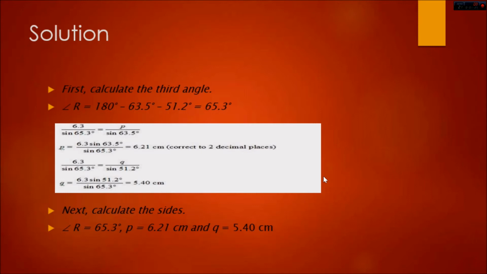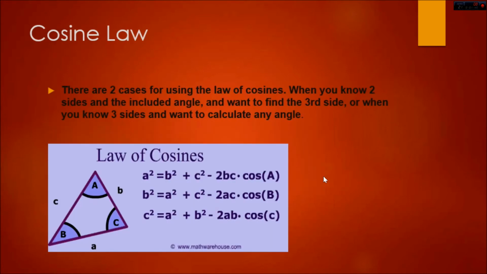Next, we calculate the sides and angles. Angle R is equal to 65.3 degrees. P is 6.21 centimeters, and K is 5.40. Sorry. So now let's move on to the law of cosine.